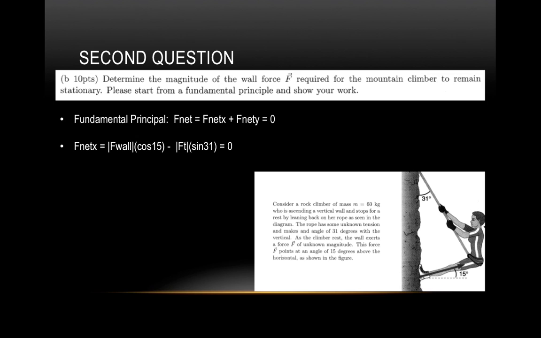So we have the magnitude of the wall force times cosine 15 minus the magnitude of the tension force times sine 31 is equal to 0. A little simple algebra will get us that the magnitude of the wall force is equal to the magnitude of the tension force times sine 31 divided by cosine 15, and we have the magnitude of the wall force is equal to 315 newtons when we plug in the data given from the problem.